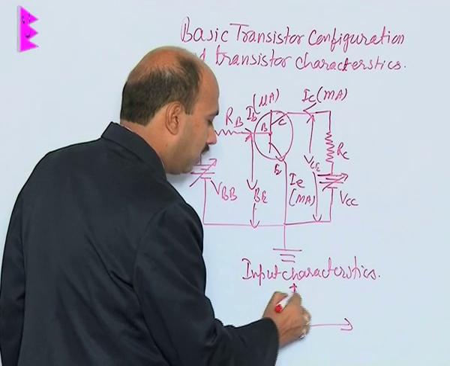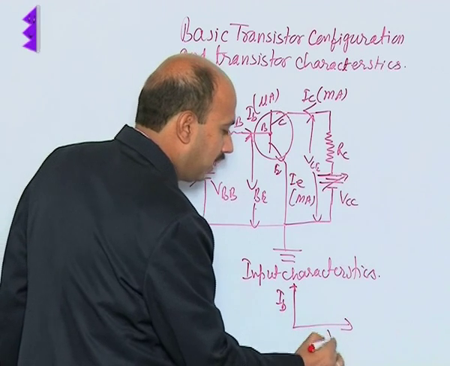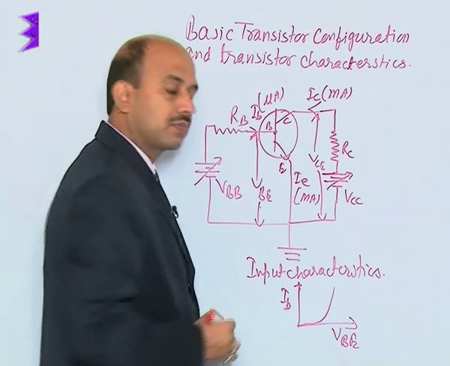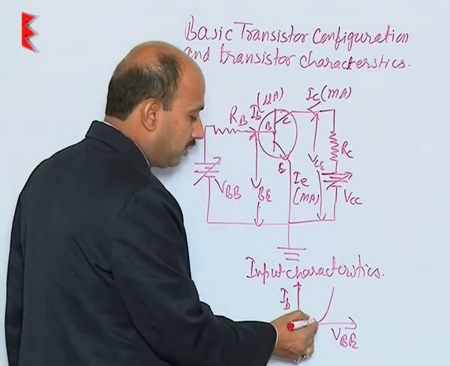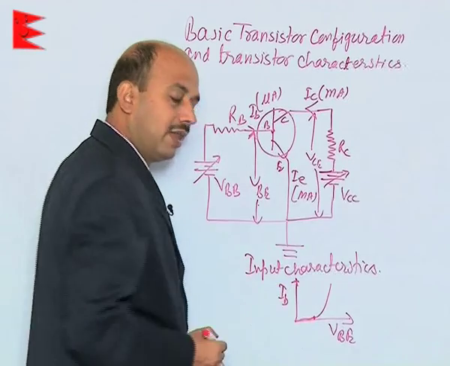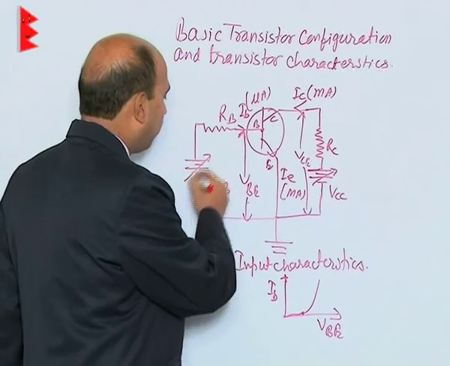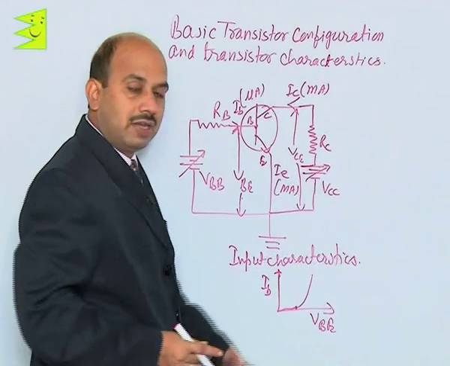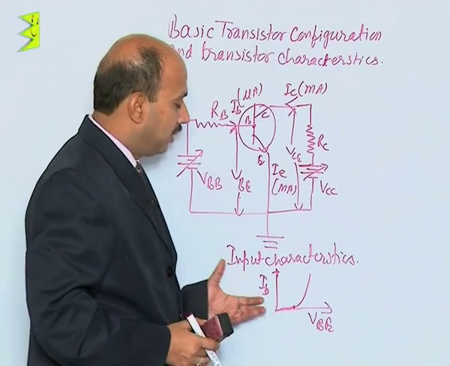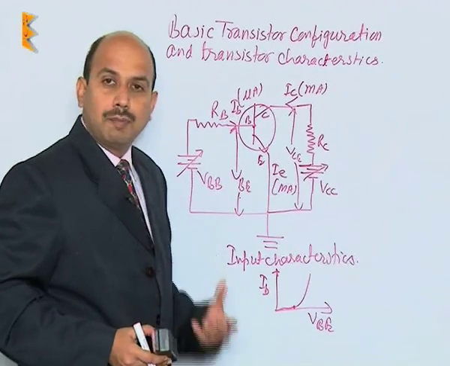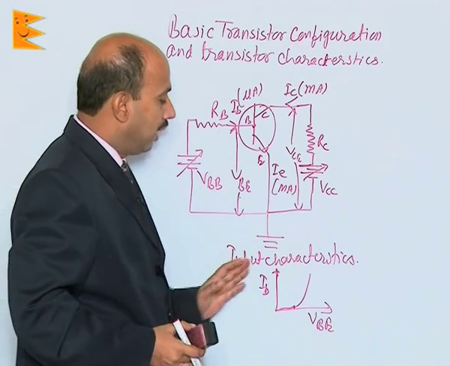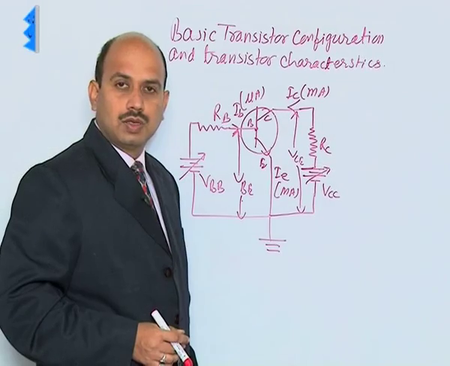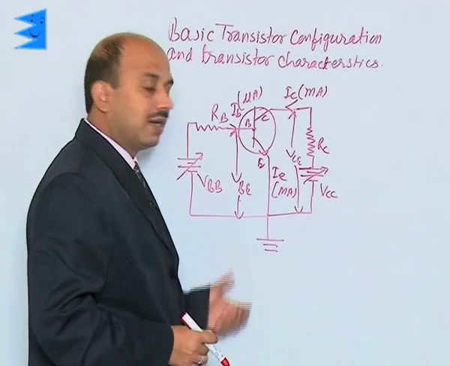Here we get IB and here we get VBE, and the graph is something like this. Up to a certain voltage it is not giving any current, but as the forward biasing is increased much, there is a significant increase in the base current, which is measured in microampere. So this was the input characteristics. Let us now see the output characteristics.